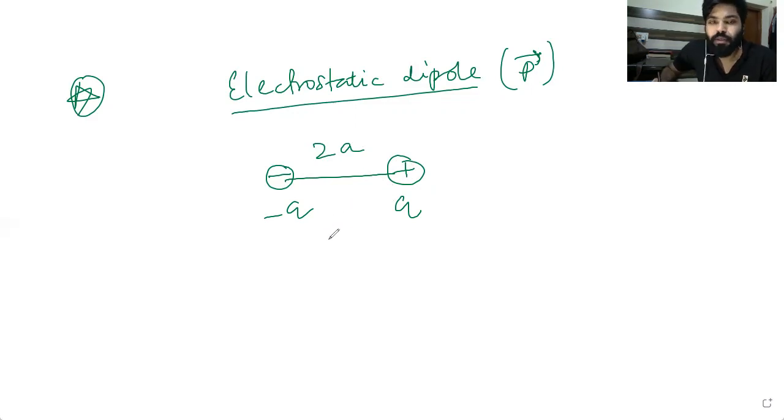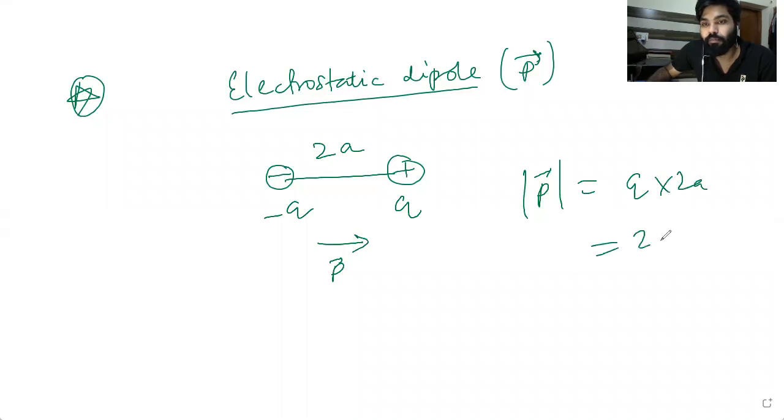It is a vector quantity, so the direction of the dipole is always negative to positive, and the magnitude of the dipole is always charge times separation. Charge is q, separation is 2a, so here it comes out to be 2aq. This is the magnitude. So keep these two points in mind: the direction is always negative to positive and the magnitude is always charge times separation.